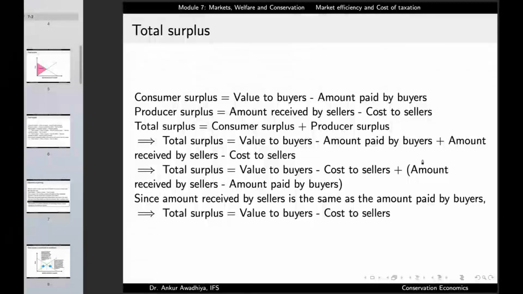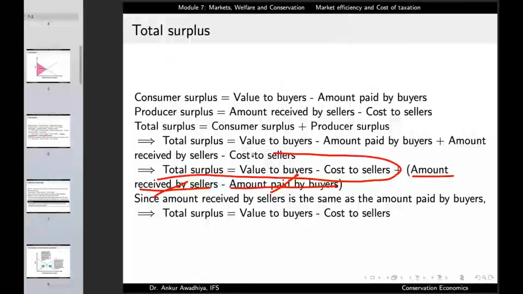Now, as we have seen before, the amount received by the sellers is the price, and the amount paid by the buyers is also the price. So we are subtracting price from price. The amount received by the sellers is the same as the amount paid by the buyers, so we can cancel out both of these. In that case, the total surplus becomes the value to the buyers minus the cost to the sellers. So this is the total surplus: value to the buyers minus cost to the sellers.